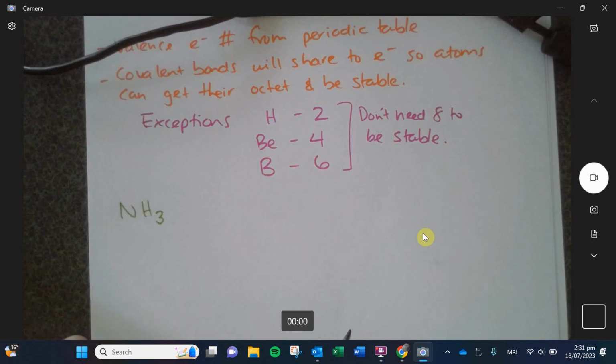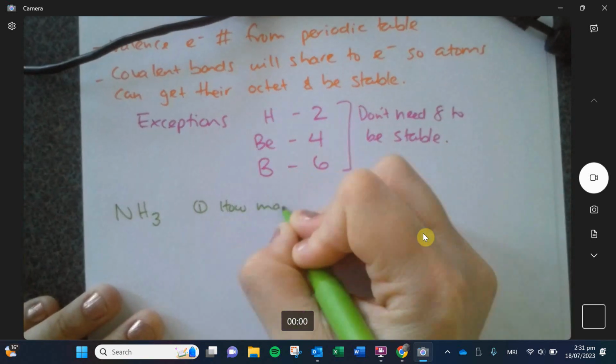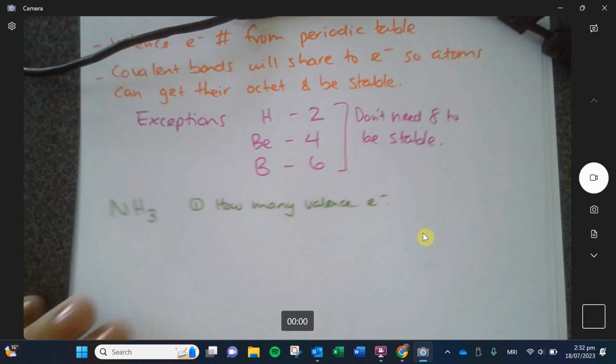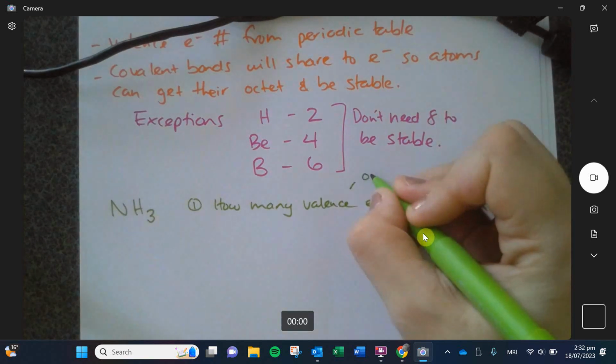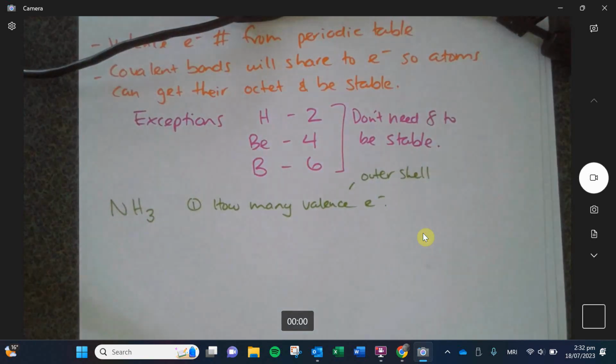All right. First thing I want to do is figure out how many valence electrons I'm working with. So that's step number 1. For those that are kind of confused on what the word valence means, I'm talking about the outermost shell of my atom. So let's go through and make a list.